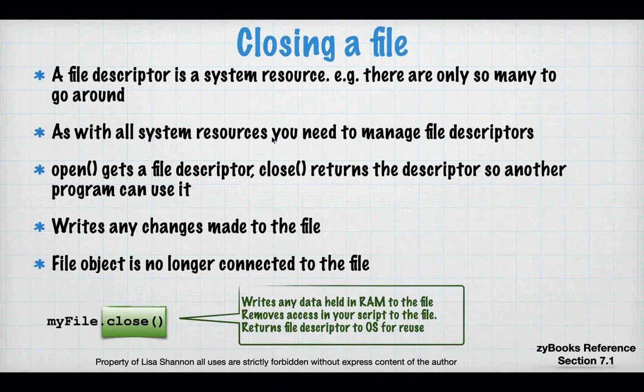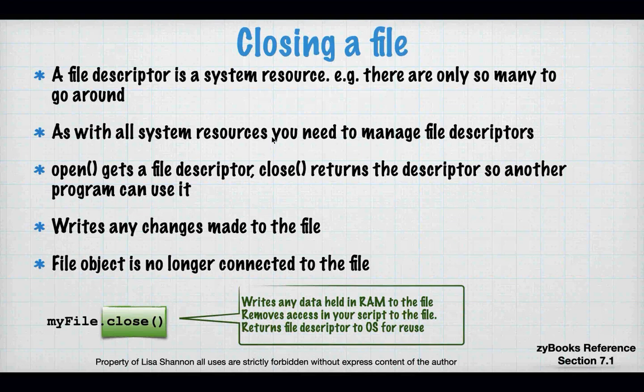Each time you open a file, you get that file object. Close returns it to the system so somebody else can use it. And close writes any changes you've made to the file, because we're going to talk about making changes here in just a minute. When you close it, the file object is no longer available, so you've shut the door.